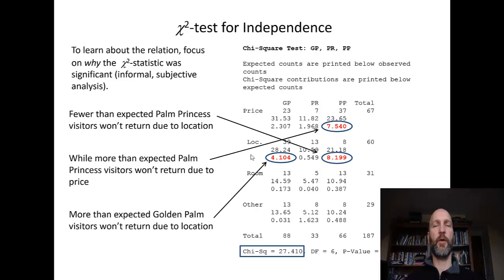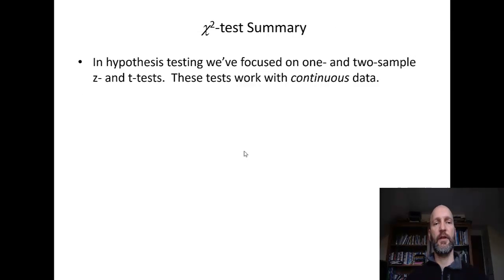The point that you should take away from this is that if we look at the major contributions made to the overall chi-square test, we can get a pretty good story about what's going on in the relationship between these variables. Let's summarize what it is we've done in this unit.